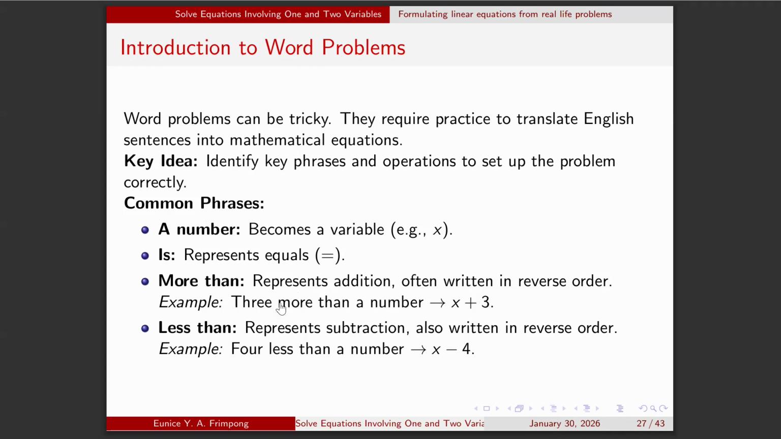So x, 3 more, plus 3. Okay, so we didn't say 3 plus x. It's the reverse: 3 more than a number. So mostly you write that unknown number first, then you add on the remaining things. So 3 more than a number: I write the x and then add 3.